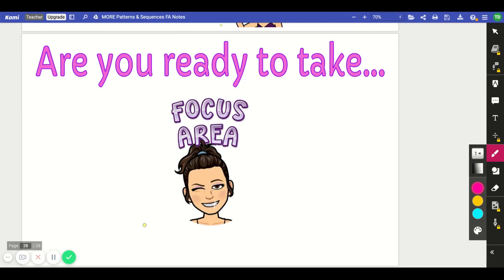If you feel confident and you did well on the check for understandings, or if you want to do the check for understandings again, just to make sure, feel free to do so. But if you are ready, you can go on to your Summit platform and take your focus area for this set of notes. If you have any questions, feel free to let me know.